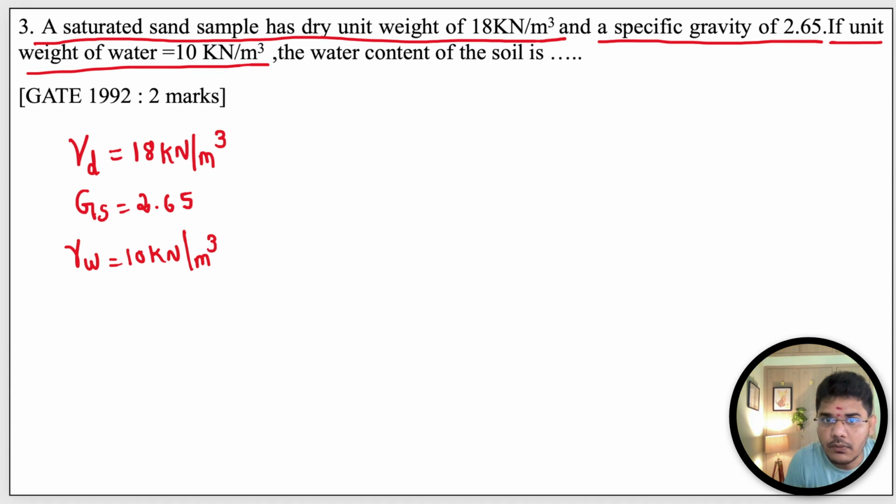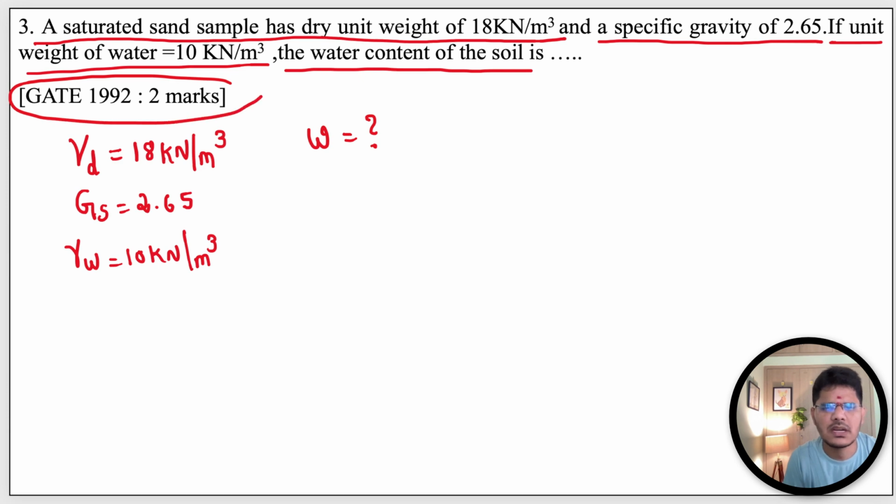Finally what he has asked us to calculate: find the water content of the soil. So w we have to calculate. This question has appeared in GATE 1992. It's a 2 marks question and it's a very simple question only. We know the relationship between gamma d, G and gamma w. And also one more thing he has mentioned, it is saturated. Saturated means S is equal to 1.